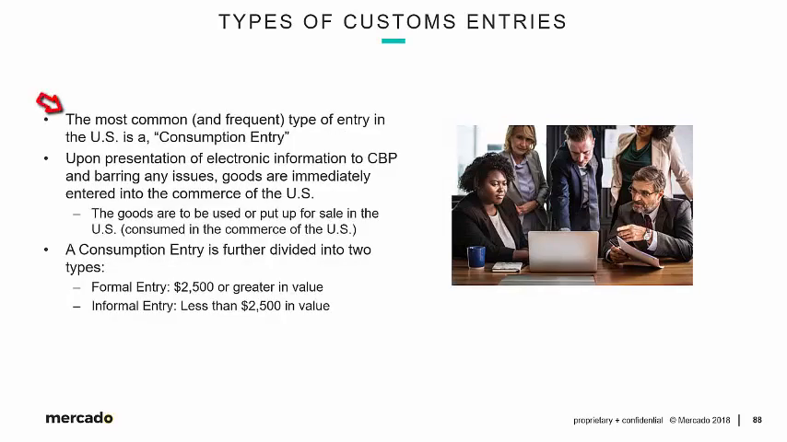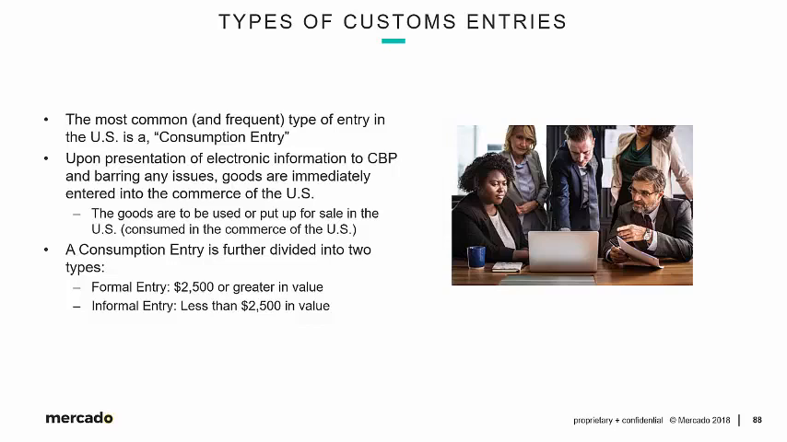We'll start off with the most common and frequent type of entry in the U.S. It's called a consumption entry. And a quick spoiler alert here, we'll see it in just one moment, but it's easy to remember what a consumption entry is because goods are coming into the U.S., entering into the commerce of the U.S. to be consumed. Perhaps a finished good purchased in a retail store that was imported from Spain. Maybe raw materials that were imported from Brazil that will be put into a production process. Consumption means use in customs parlance.